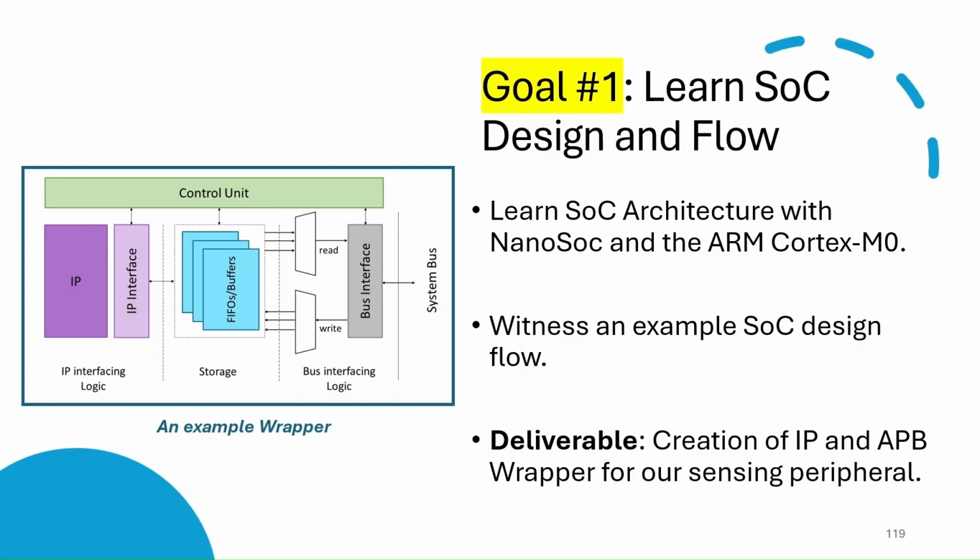And this is the design flow. We have our IPs, our storage, and our bus interface logic, or FIFO buffer, the multiplexer. We create an IP and APB wrapper for the sensing peripherals. These ones are already done, implemented in our project. And our MVP, digital peripheral integration, and tested.